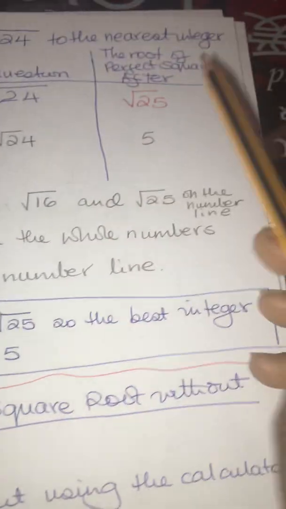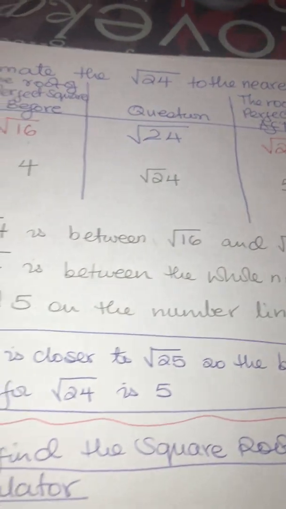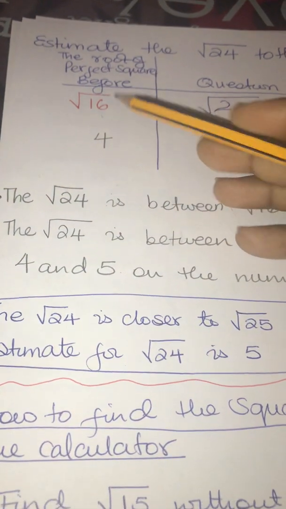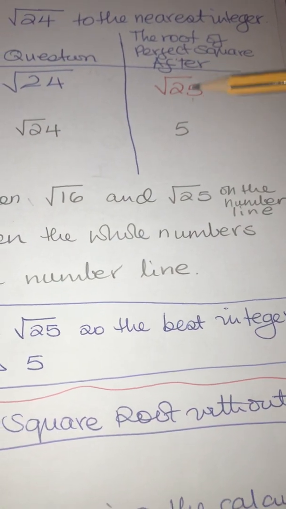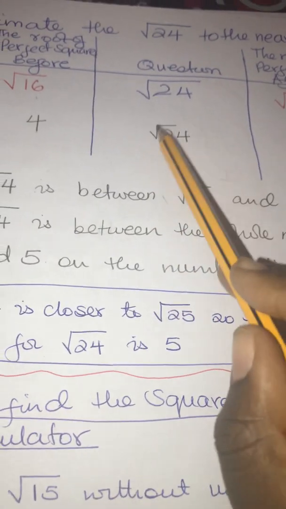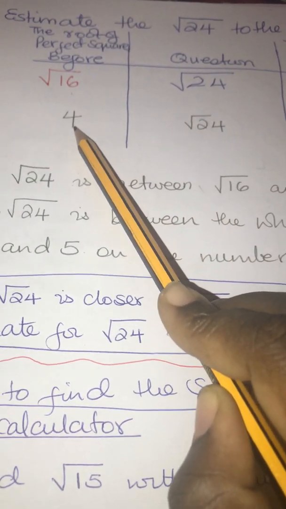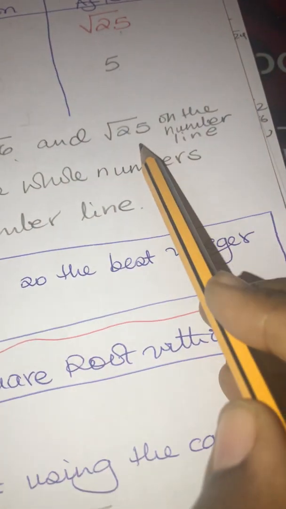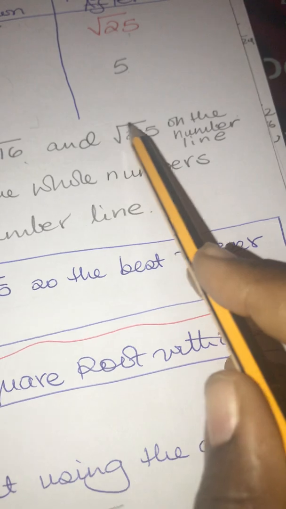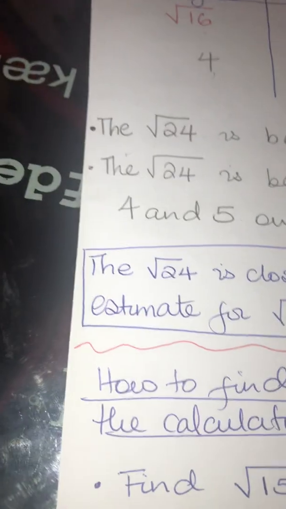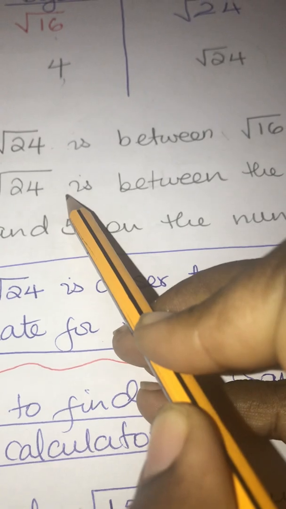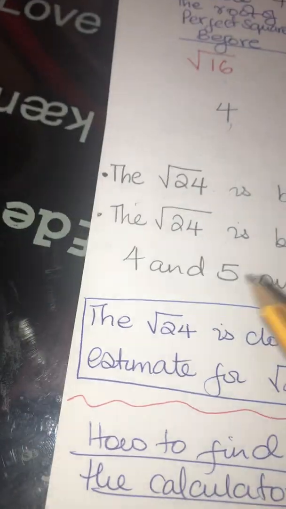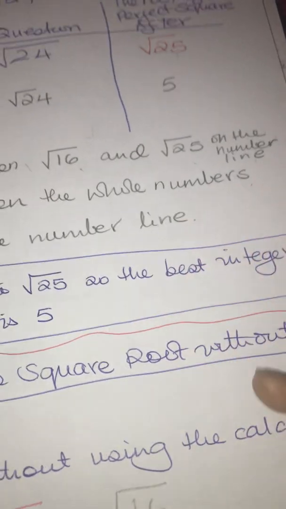which I wrote over here. It's between the square root of 16 and the square root of 25. Okay? So, what is the square root of 16? 4. What is the square root of 25? 5. So, the square root of 24 is between the integers 4 and 5. So, I wrote here, square root of 24 is between square root of 16 and the square root of 25 on the number line. I also say the square root of 24 is between the whole numbers 4 and 5 on the number line.